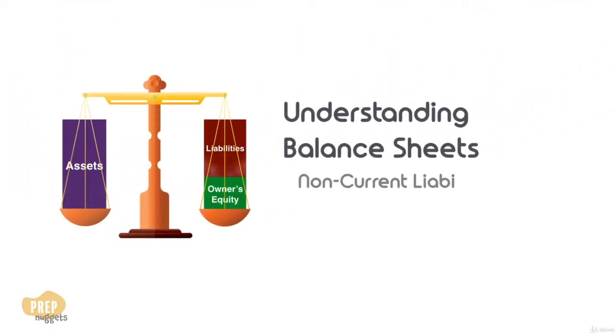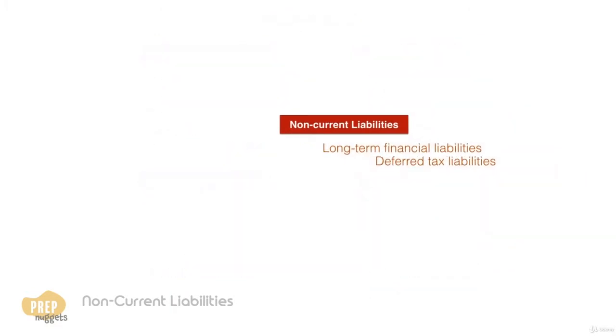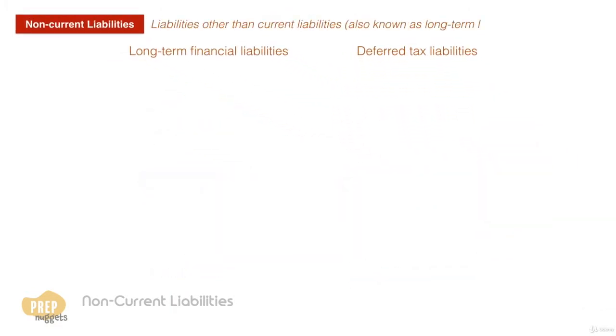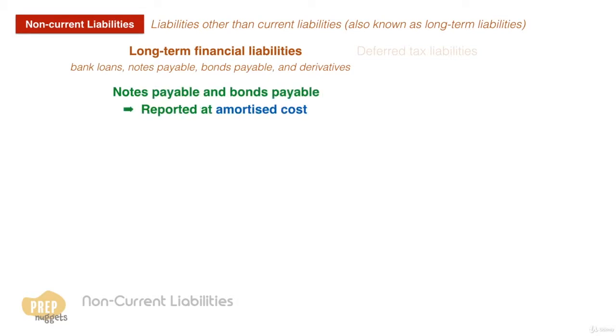Let's move on to non-current liabilities. All liabilities that are not classified as current are considered to be non-current or long-term. Long-term financial liabilities include bank loans, notes payable, bonds payable, and derivatives. Liabilities such as notes payable and bonds payable are usually reported at amortized cost on the balance sheet.